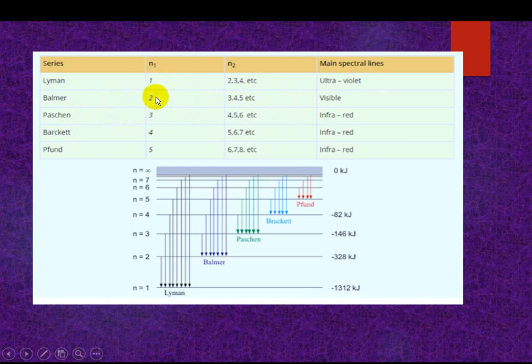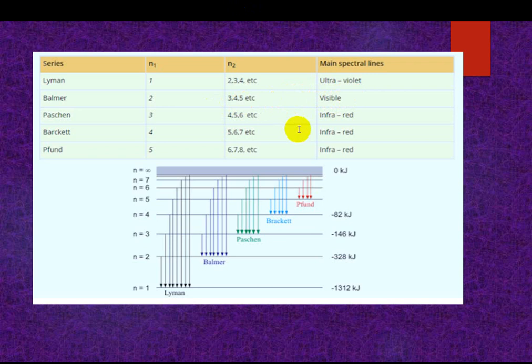If the electrons come back to the ground state 2 from higher states 3, 4, 5, 6, 7, then the lines are in the visible region. Do we see this color? Visible color we see. This is the Balmer series. Its main spectral lines show in the electromagnetic spectrum in the visible region. This is the visible region we can see.